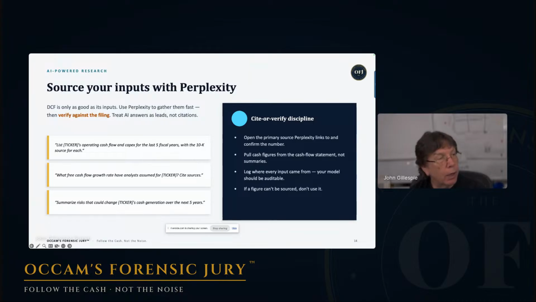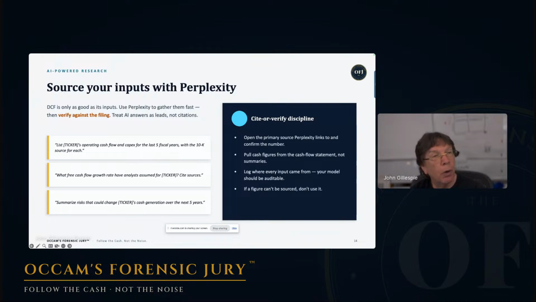And then you want to summarize the risks that could change the ticker's cash generation over the next 5 years, and ask Perplexity to source where, cite the sources. They should be able to get these things right out of the SEC filings. And Perplexity does a good job searching the web as well.